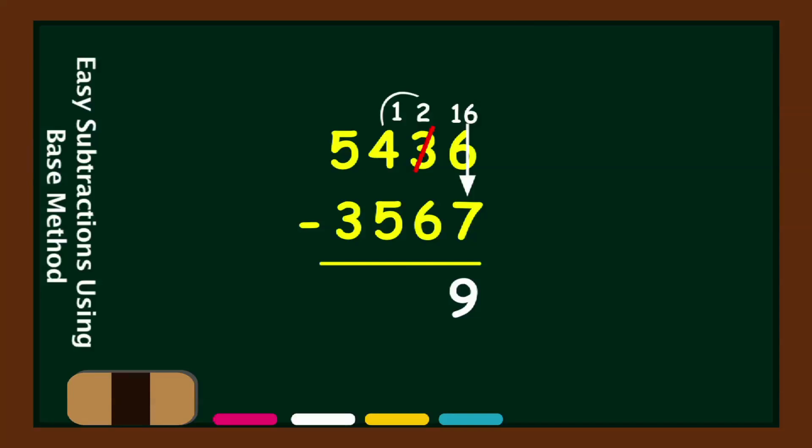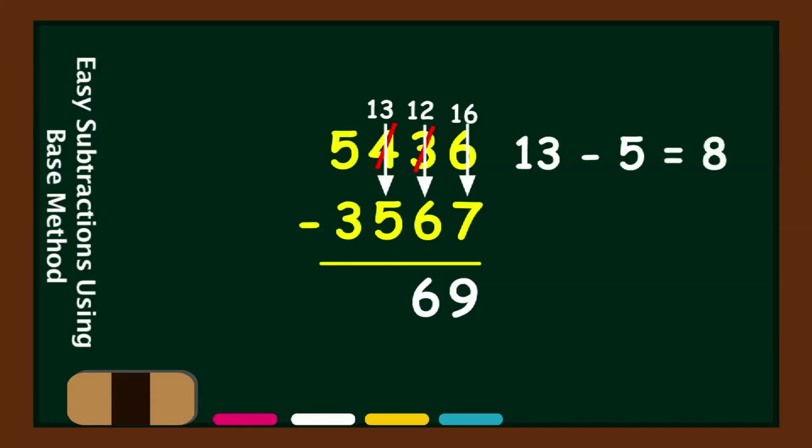So we borrow 1 from 4. Then it will become 12. 12 minus 6 is 6. Now we write 6 here. Now we cut 1 from 4. It will become 3. Here also 3 is smaller than 5. So we borrow 1 from 5. It will become 13. So 13 minus 5 is 8. Now we write 8 here.